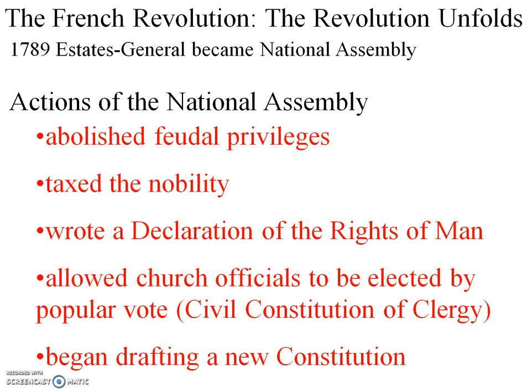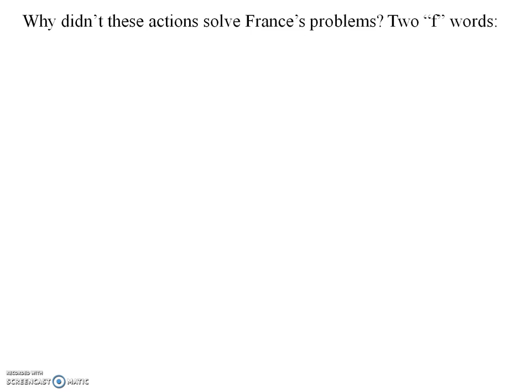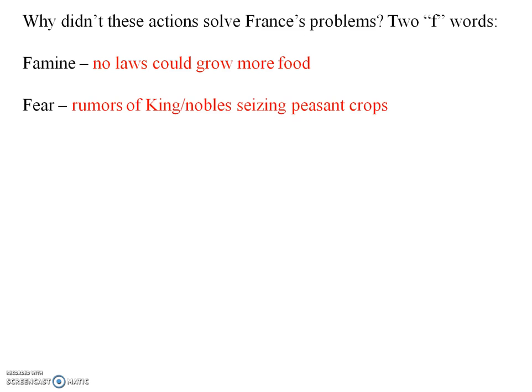These actions by themselves, once again, were paper victories. They're not going to solve all of France's problems. Two F words, not those two, but two others, can answer some of the issues. First, famine. All the laws that the Assembly could pass would not put food in people's mouths and bread on their tables. Faced with the choice between a constitution and a cheeseburger, starving people will almost always pick the latter. The second F word was fear. We saw with Jean-Paul Marat how rumors, gossip, one report in a newspaper could create a mob scene. In this case, rumors were that the king and nobles were going to seize peasant crops and peasant land, and that drove the people to more extreme action.